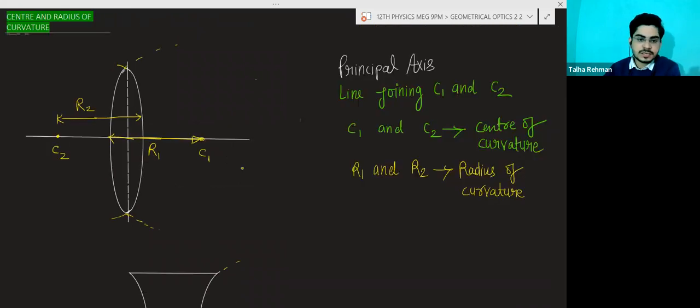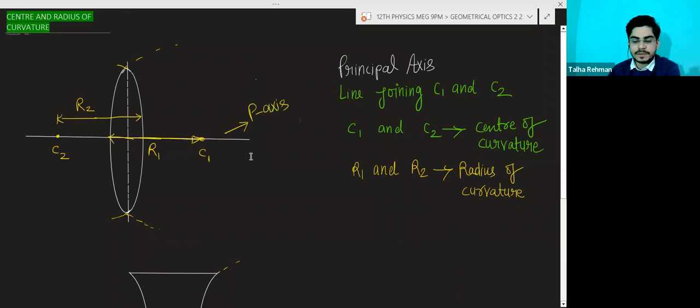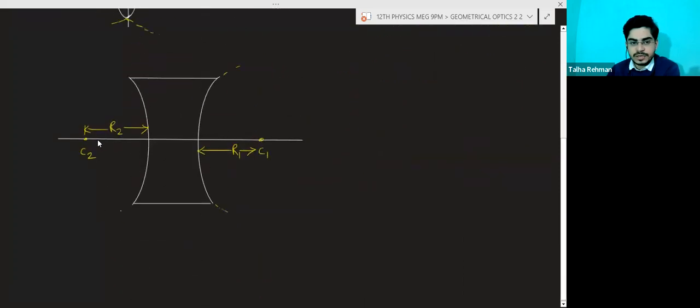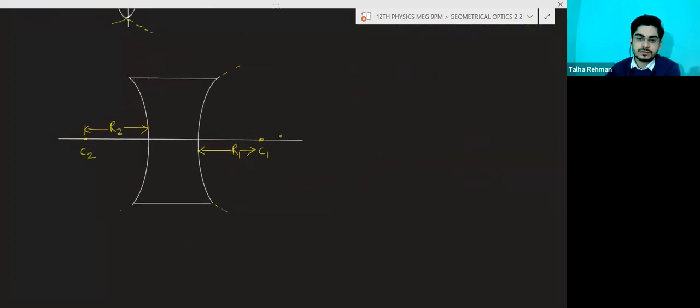So what is this? This line is the principal axis. In short, I will write principal axis as P axis. This line also, the line joining C1 and C2, is the principal axis. So this is also the principal axis.